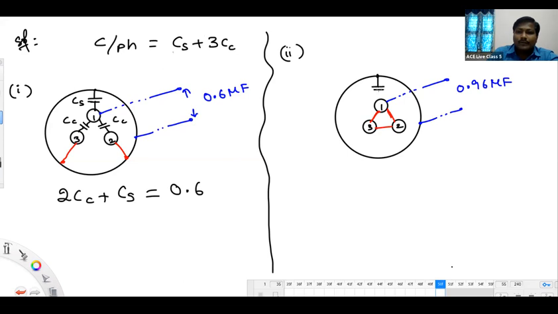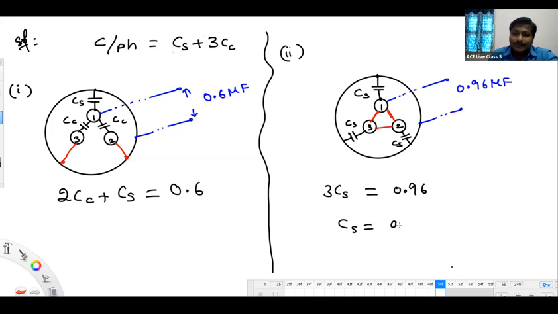Now we keep CS and CC in this model as usual. 1 to sheet we have CS. 2 to sheet we have CS. 3 to sheet also we have CS. And how are these three connected? In parallel. What's the equivalent of this parallel? So 3CS, right? That number is 0.96. 3CS is equal to 0.96.